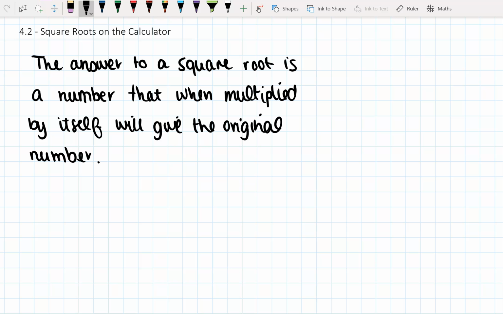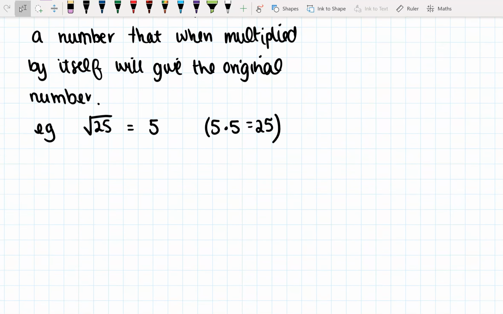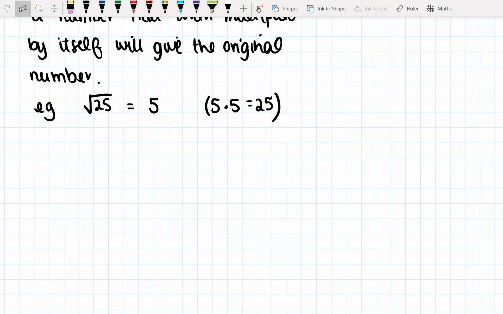Okay, that was a lot of writing. So, for example, if we have the square root of 25, that means we think of a number that multiplies by itself to give 25, which is 5. And the reason is 5 times 5 is equal to 25. Okay, that's very nice, all well and good. But sometimes we don't have something as clear as that.